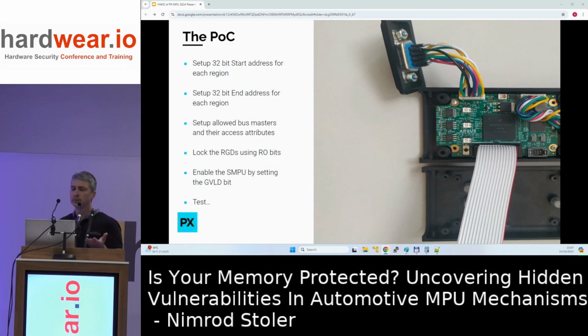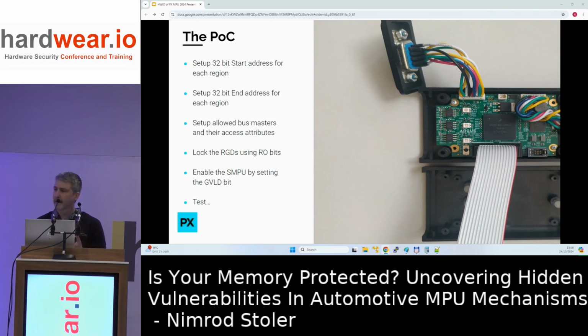Then region descriptors were programmed: 32-bit start address, end address, allowed bus masters and their attributes. After that, RO, read-only bits were set, so all region descriptors were locked, and the GVLD bit was set to 1, and then we started testing the system.